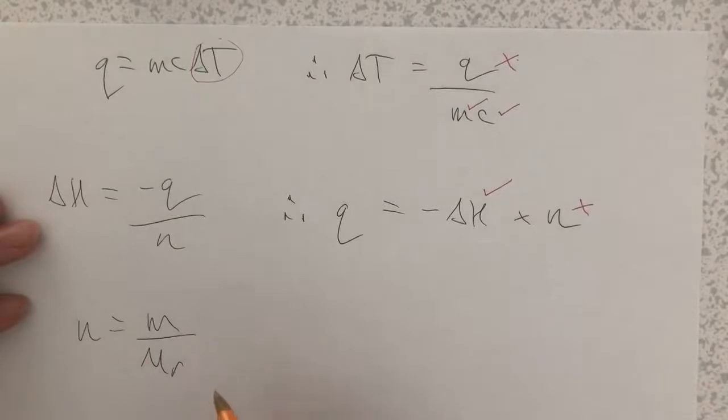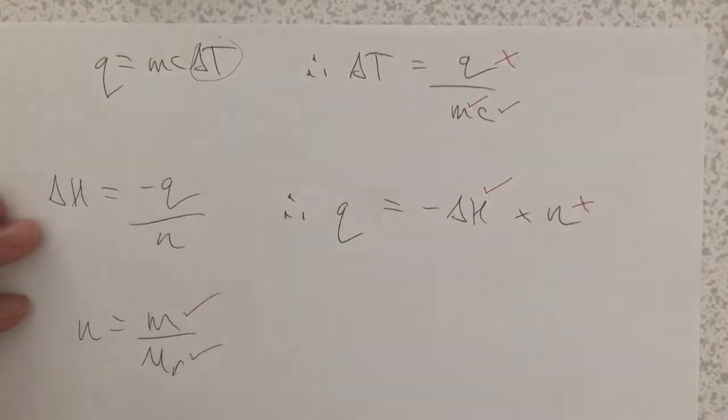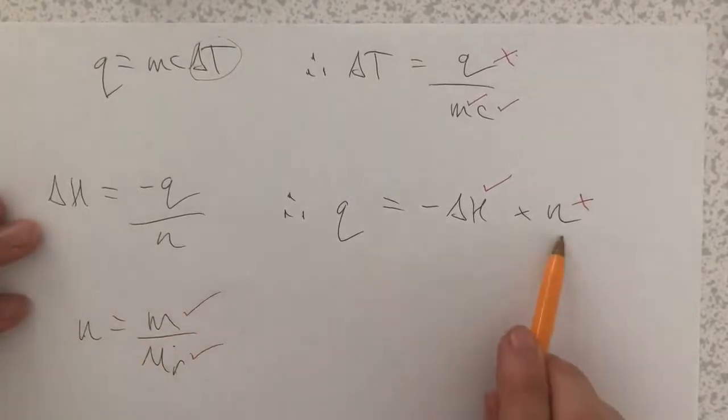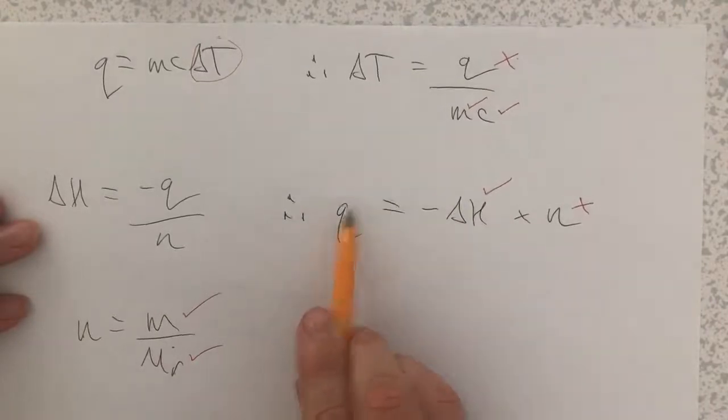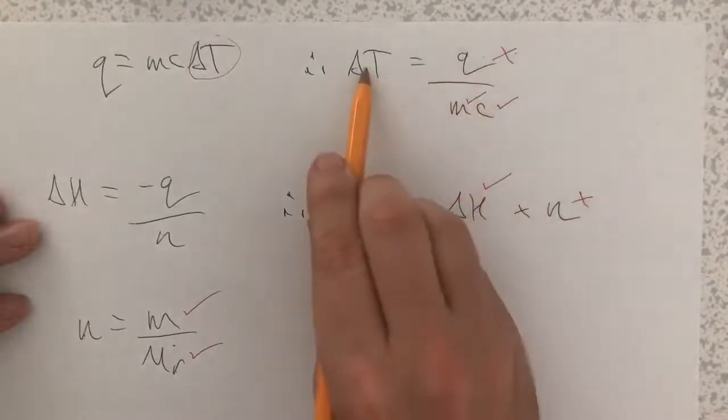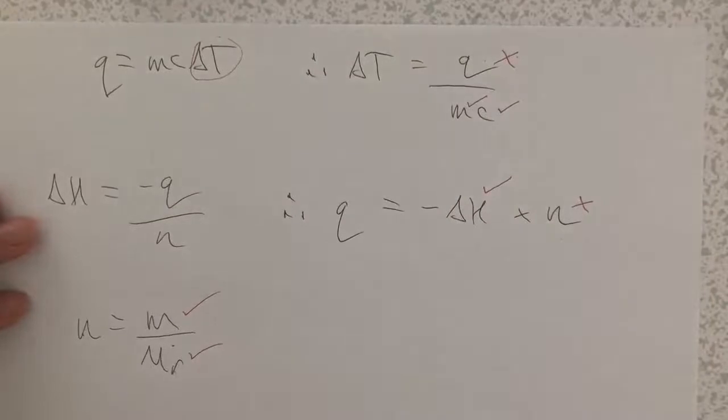Are we directly told the mass? Yes, we are. We know the Mr from the periodic table. I know everything in that equation there to find the moles. I can then feed that in there to find the heat. I can then feed the heat in there to get the delta T.